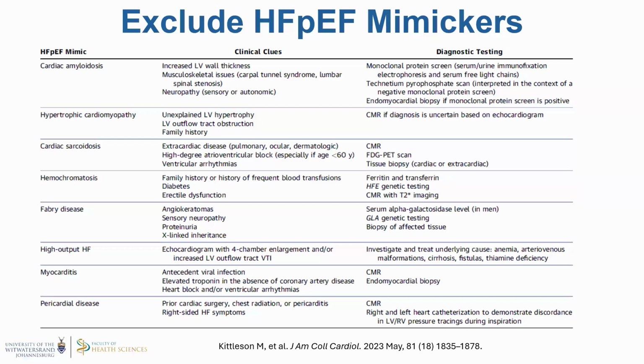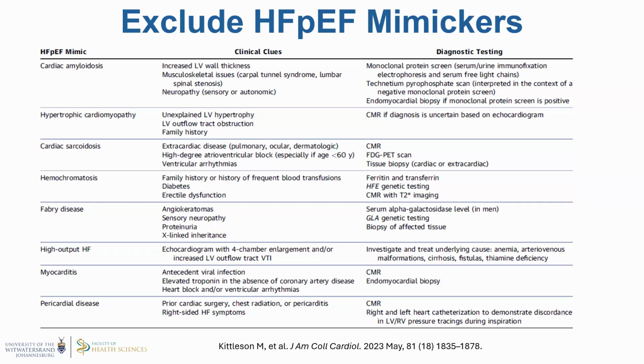Okay, so it's crucial, and I can't overemphasize that, to exclude mimickers before you just say it's heart failure with preserved ejection fraction. It is actually believed in multiple case studies that up to 30% of patients who are diagnosed with heart failure with preserved ejection fraction actually have cardiac amyloid. In our setting here, due to the TB and HIV endemic, we will likely see a lot of patients with pericardial disease presenting with features of heart failure with preserved ejection fraction.